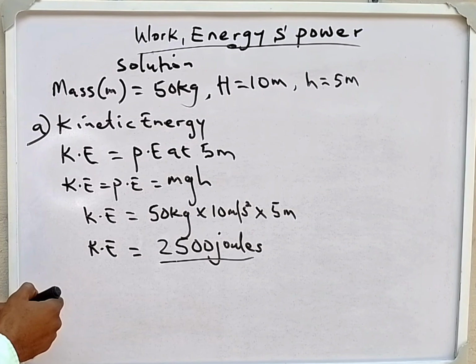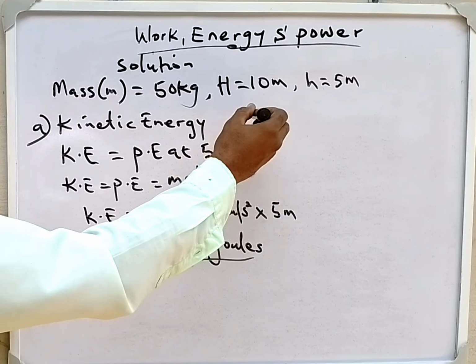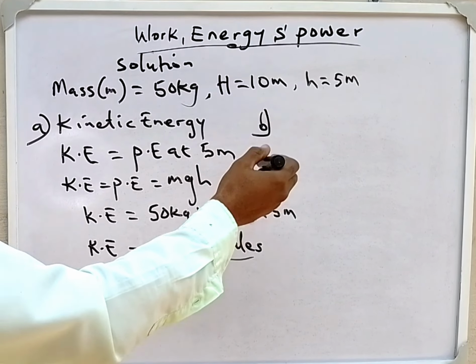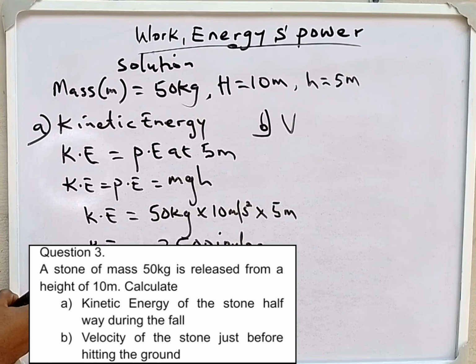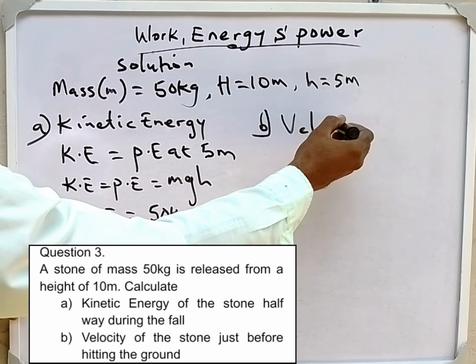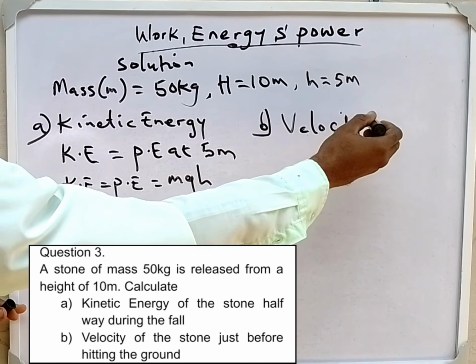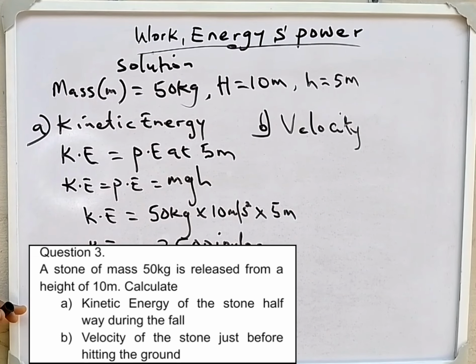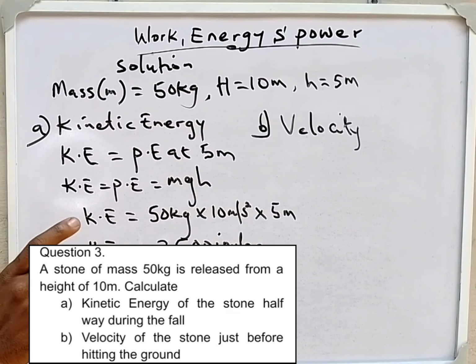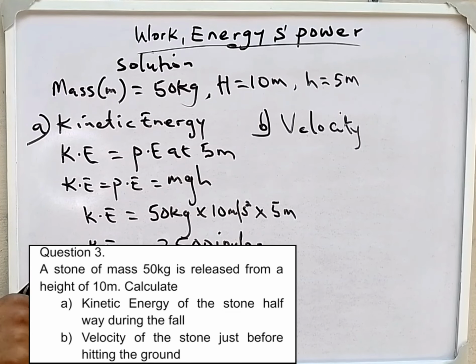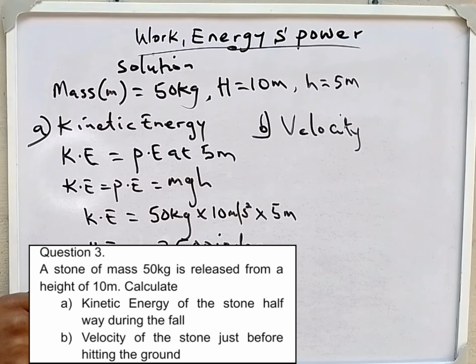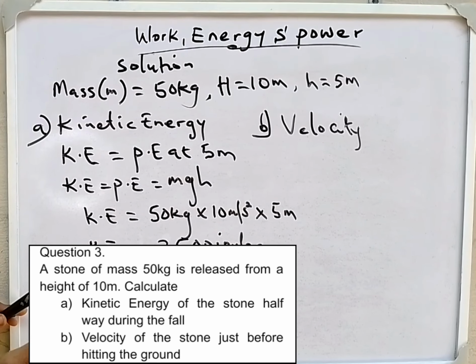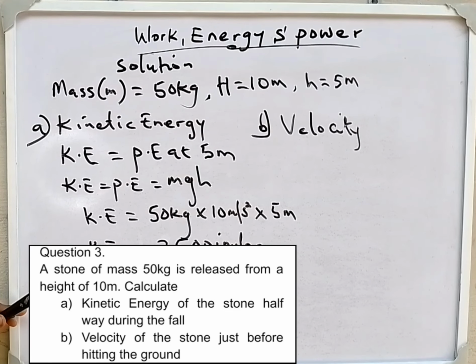So now we'll answer that of B. The B says we should find the velocity of the stone just before hitting the ground. So we have to find velocity. Now, before the stone hits the ground, there is a very important law we are going to make use of, and that law is the law of conservation of mechanical energy. And that law states that energy can be transformed from one form to another.